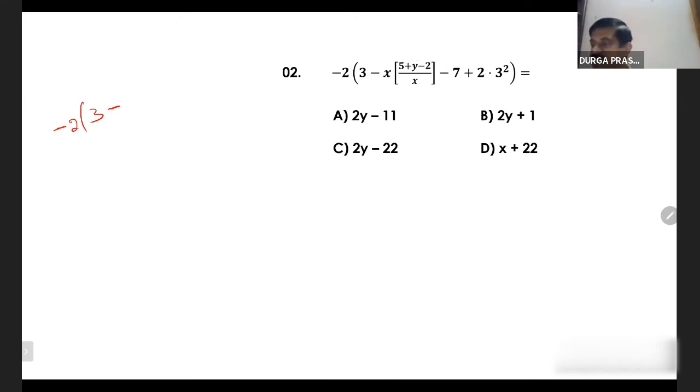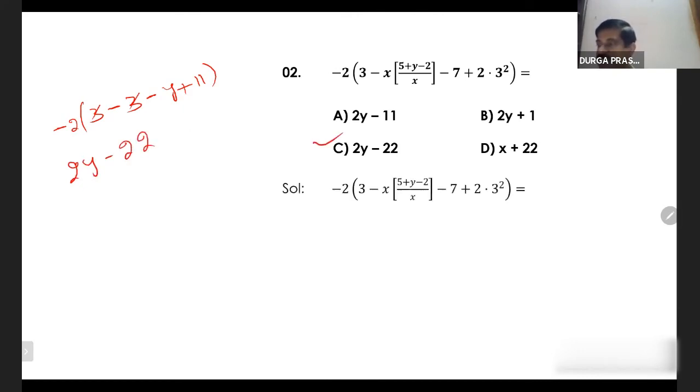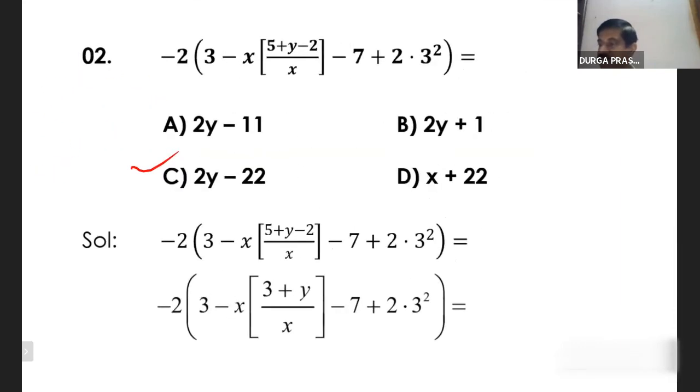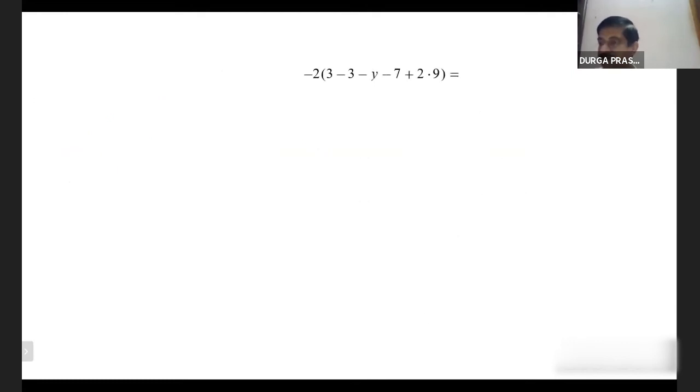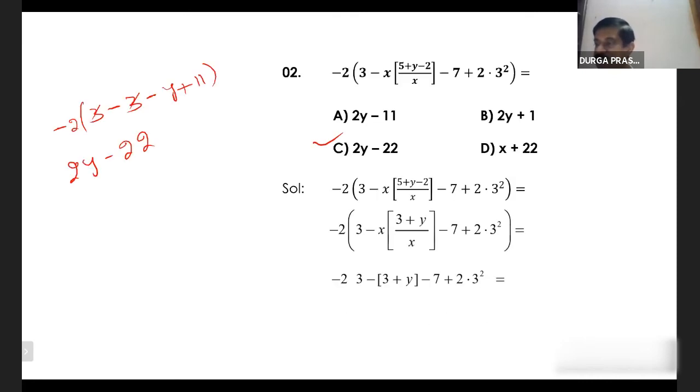So 5x and x get cancelled, 5 minus 2 is 3, and minus and plus is minus y. So 9 to 18, 18 minus 7 is 11. So these two get cancelled. So minus 2y minus 22. So option C, very simple, but appears to be very complicated. So it all depends on how you simplify this, how simple you make this. So I think it's better we close it with a simple process. So this is the one I've shown. So use that method.